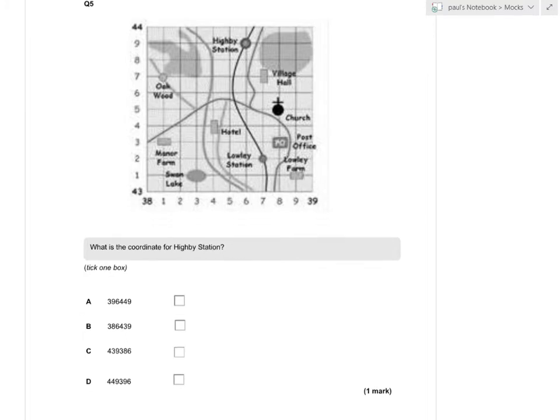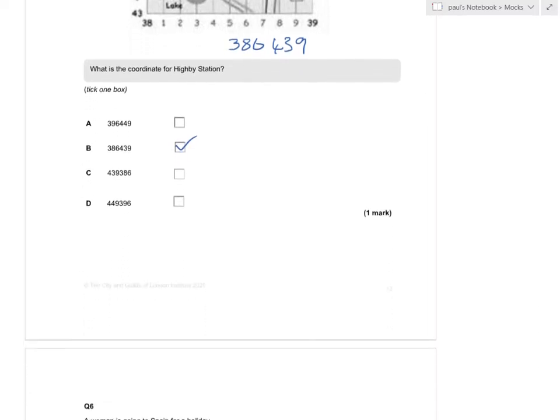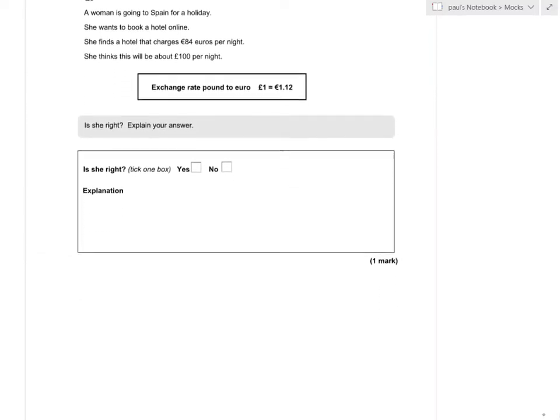Oh, it's a bit difficult to see this one. What's the coordinate for Highby Station? Where's that? Highby Station's up there. 386 and 439. 386439 there.